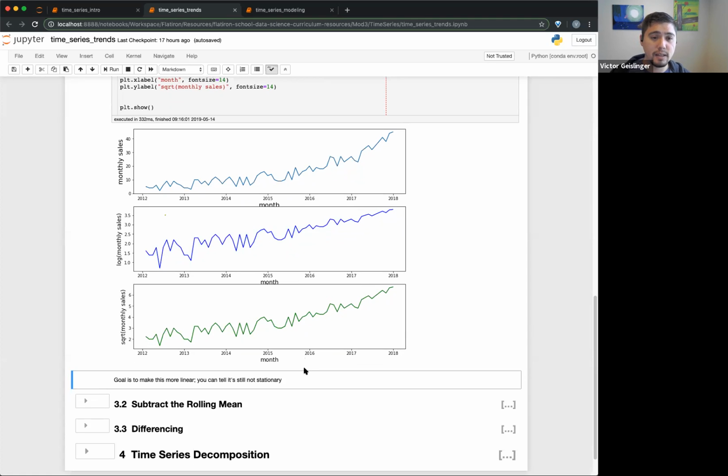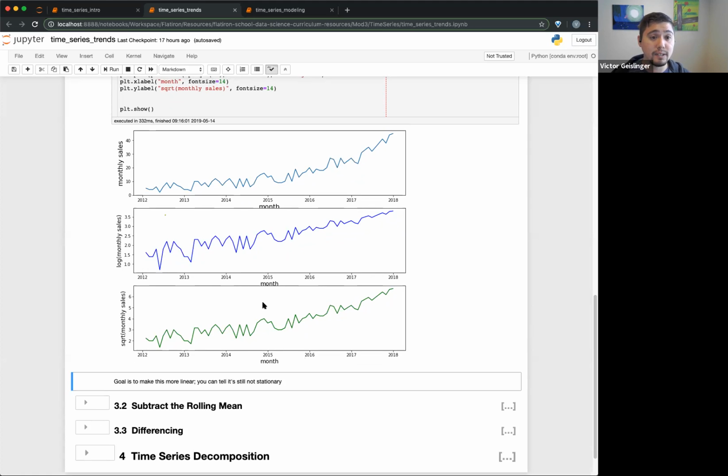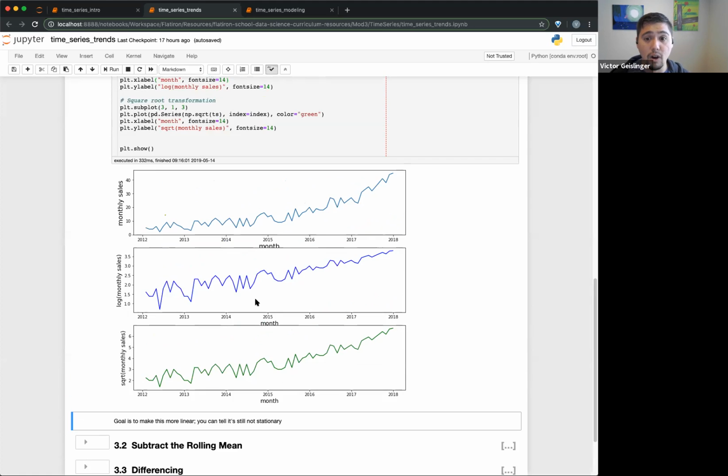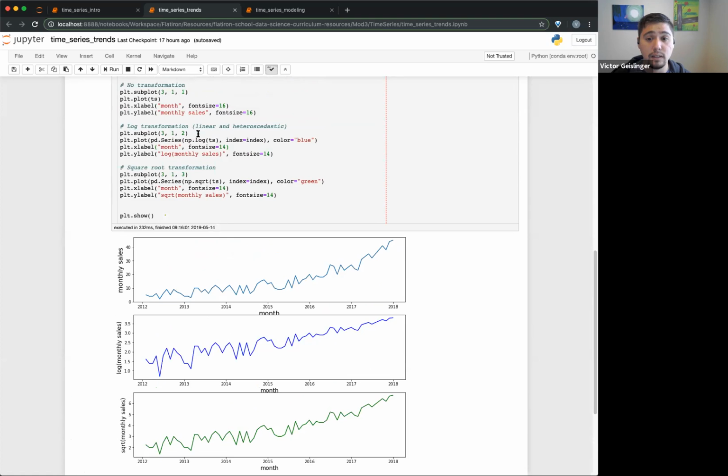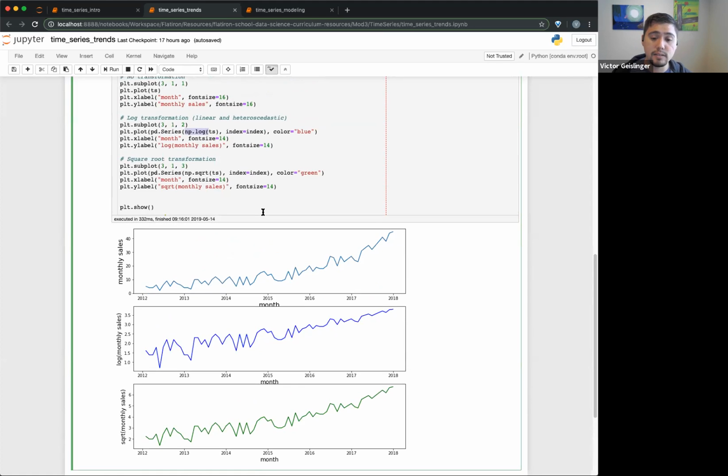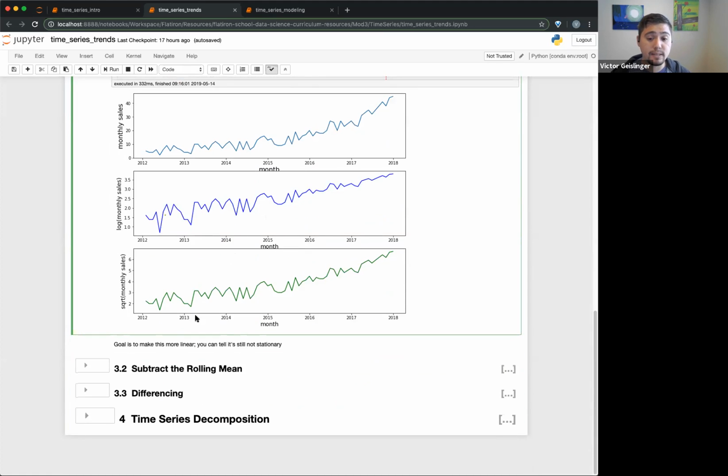So log transformations or some kind of transformation usually is a good go-to because it's easy. You can see all I did here is an np.log of the time series. So it's really easy. I didn't have to do anything, but of course it didn't fix our full problem. So our next step, which is really common, is subtracting the rolling mean.